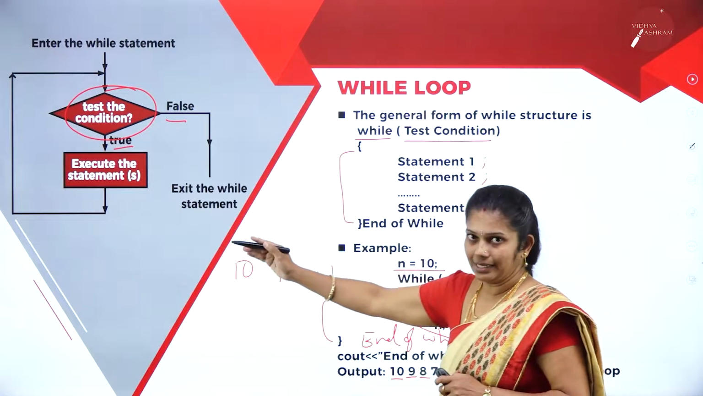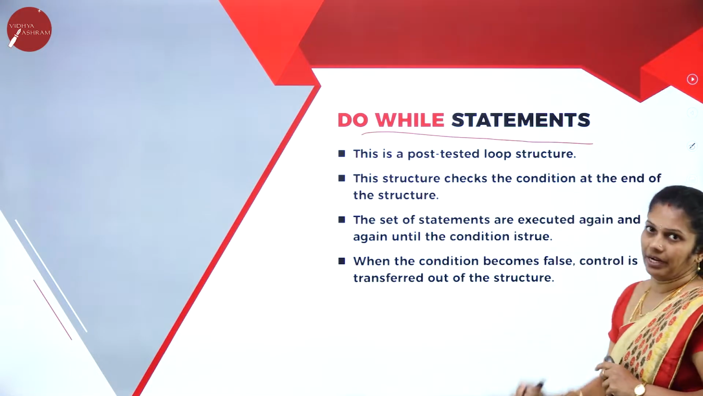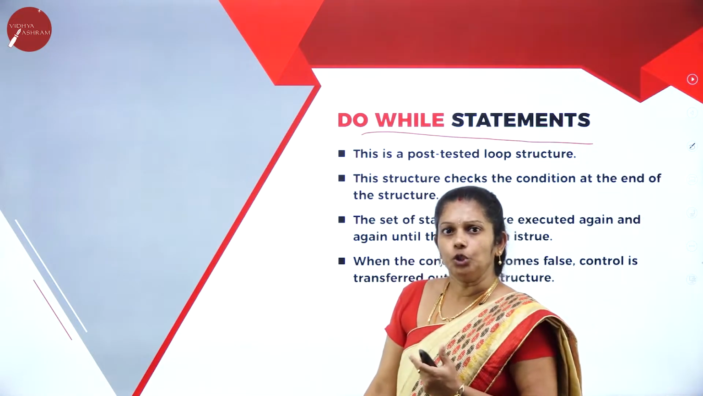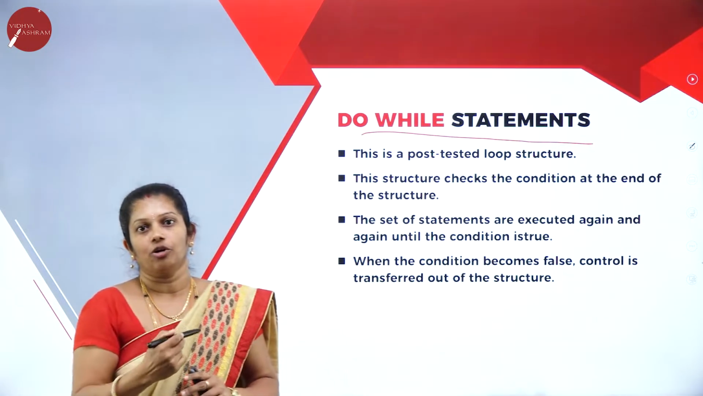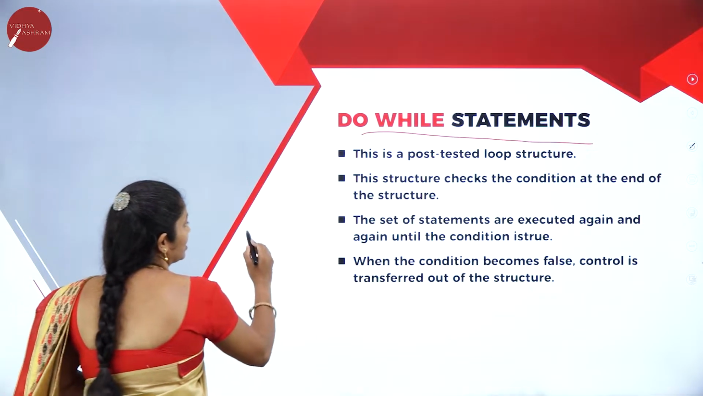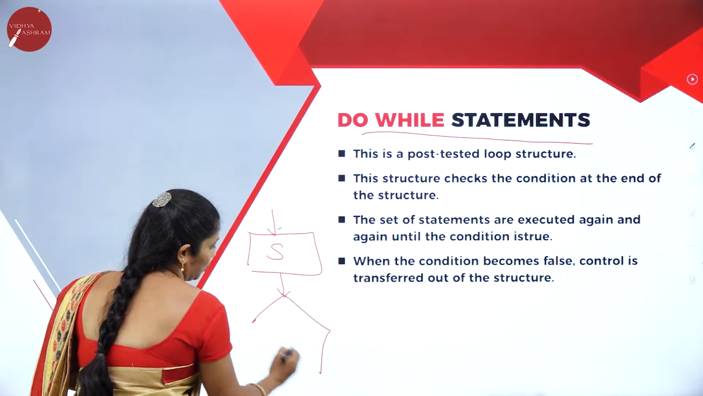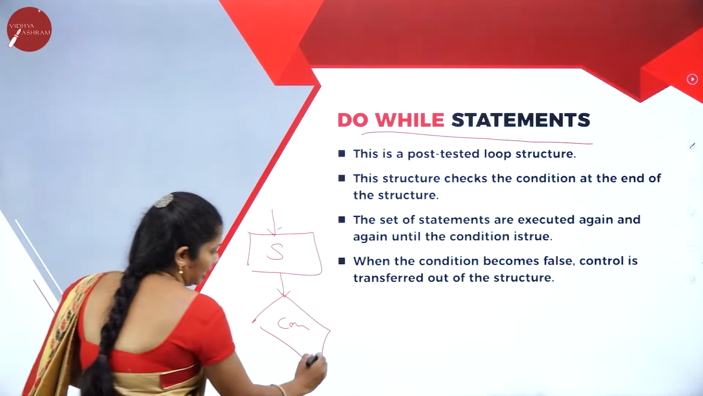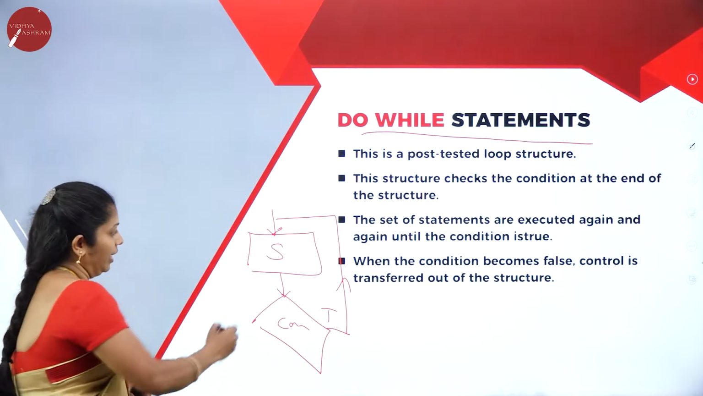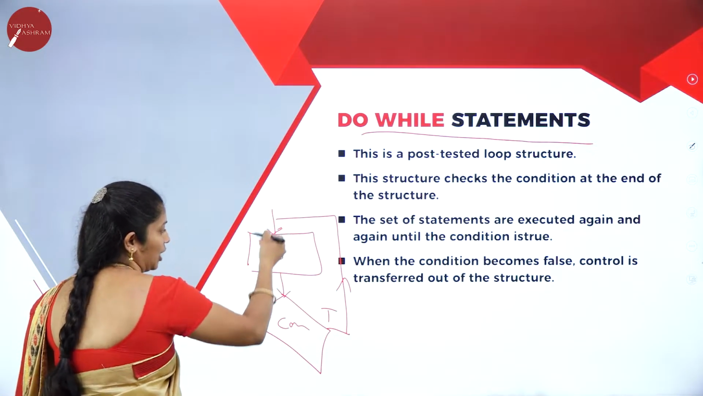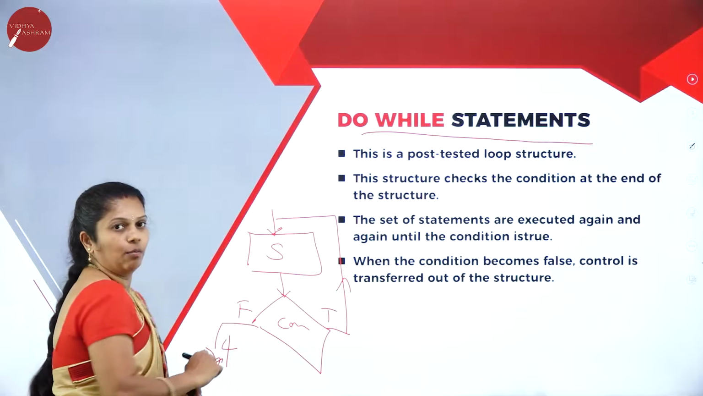Then we covered how to write the flow chart, then the syntax and then an example. Next we will discuss the do while statement. What exactly does this do while statement state? First do the statement or display the statement, later on check the condition. First it will execute the statement. After executing, it will check the condition. If this condition is true, then once again it will go back to execute the statement. As long as the condition is true, the statement will execute again and again. Once the condition is false, it will come out of the loop here.